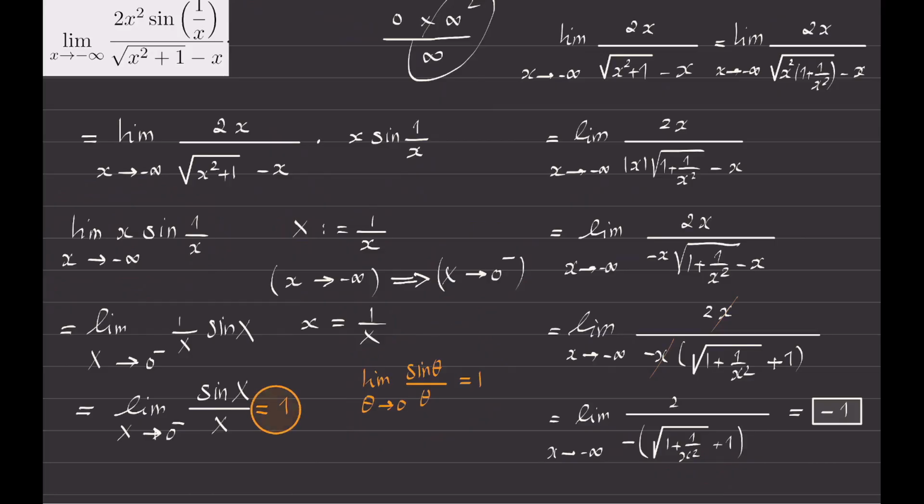Okay, so now the limit of this part is minus 1, and the limit of this part is 1. So it means both limits exist, and I want to find the limit of the product. So the answer will be the product of the limits. So the answer to the main question is minus 1 times 1, which is minus 1. So that is the answer to this limit.